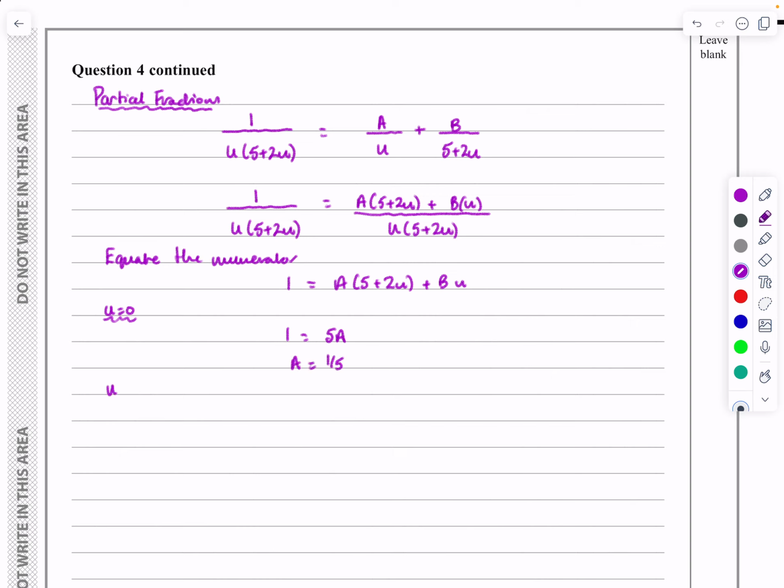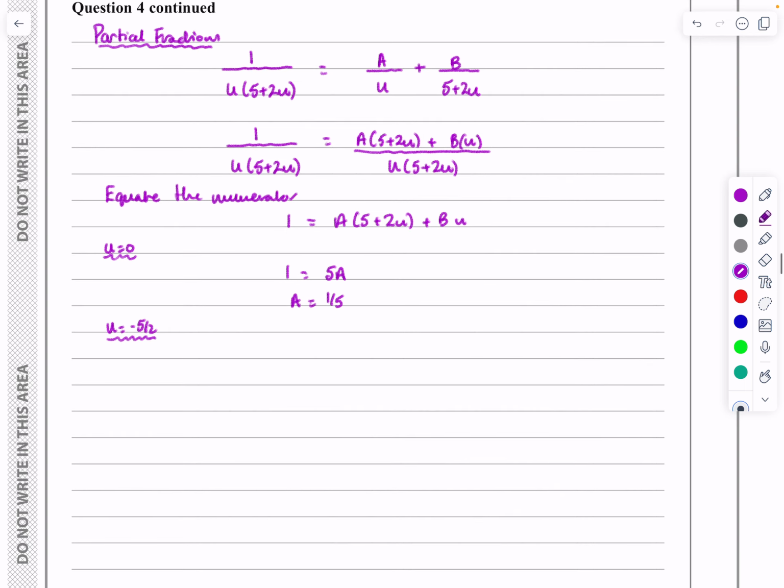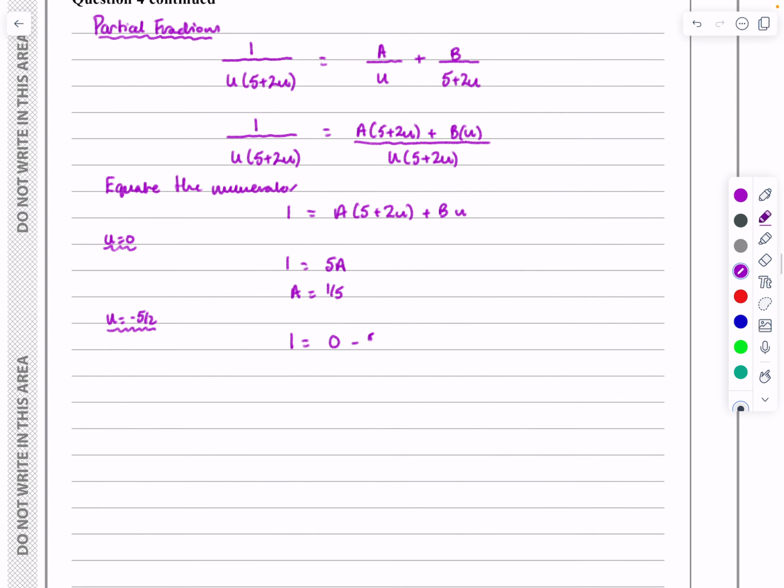Set u equal to, I want to get rid of the other bracket, so I'm going to set u equal to minus 5 over 2. If you struggle with this, go back and look at some of my other videos on partial fractions. We're going to get here, if we do that, 1 is equal to, obviously, no lots of A, and we'll get minus 5B over 2 here, so that means that B will work out to be minus 2/5.